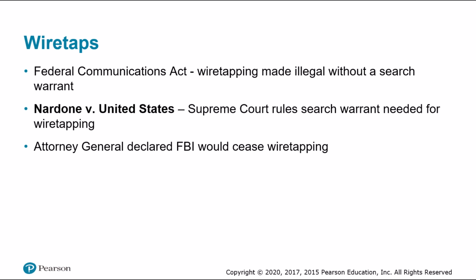Three years later, the Supreme Court used the Federal Communications Act to reverse its position on warrantless wiretaps. In Nardone versus United States, the court ruled that evidence obtained by federal agents from warrantless wiretaps was inadmissible in court. In another decision, Weiss versus United States, it ruled that the prohibition on wiretapping applied to intrastate as well as interstate telephone calls. Subsequently, the Attorney General announced that the FBI would cease wiretapping.